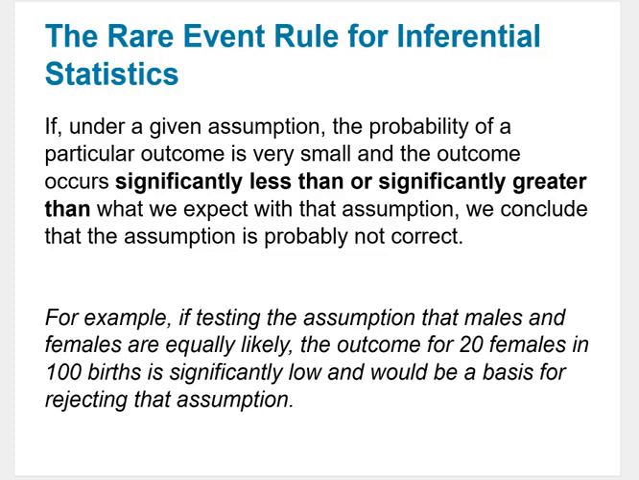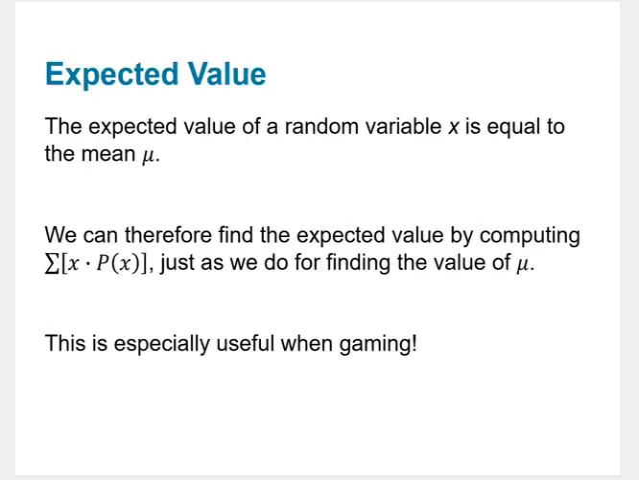So for example, we assume that there's a 50% chance that you have a male or a female when a woman gives birth. If we were testing the assumption that males and females were equally likely, and the outcome of 20 females in 100 births was significantly low, then maybe we would say, oh, maybe we were wrong to make that assumption that males and females are equally likely. So it's important that you keep that in mind.